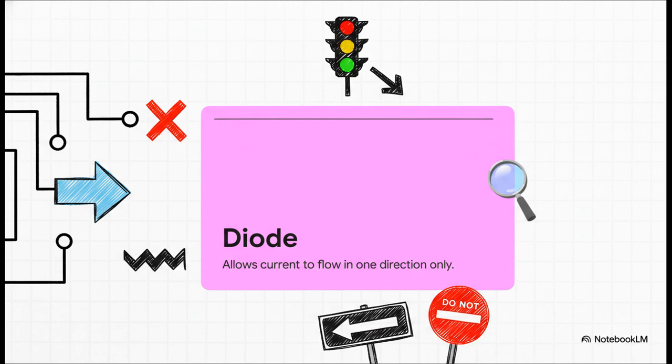Next up, meet the circuit's traffic cop, the diode. This little guy enforces a very strict one-way street for electricity. The current can flow forward, no problem, but try to go in reverse? Nope, it's completely blocked. And this simple rule is so important for protecting sensitive electronics and just making sure the power is going exactly where you want it to.